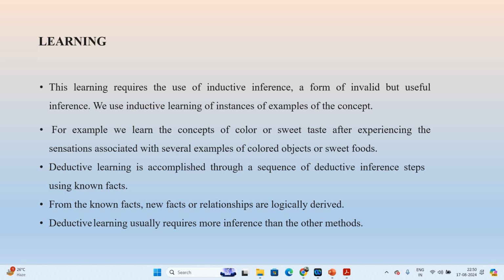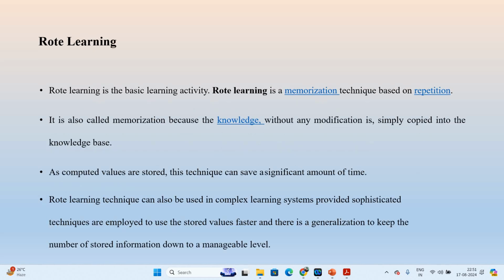So we can relate the current situation to the exemplary or similar situation which we did in the past, like coloring. What we have seen in the past, we will relate to that color, as it is red. And the tasting of a food, if you tasted it previously and taste it again, you can relate it, saying this one is similar to that. And deductive learning is accomplished through a sequence of deductive inferences, and from the known facts, new facts or relationships are logically derived. Okay, so this is analogical learning.